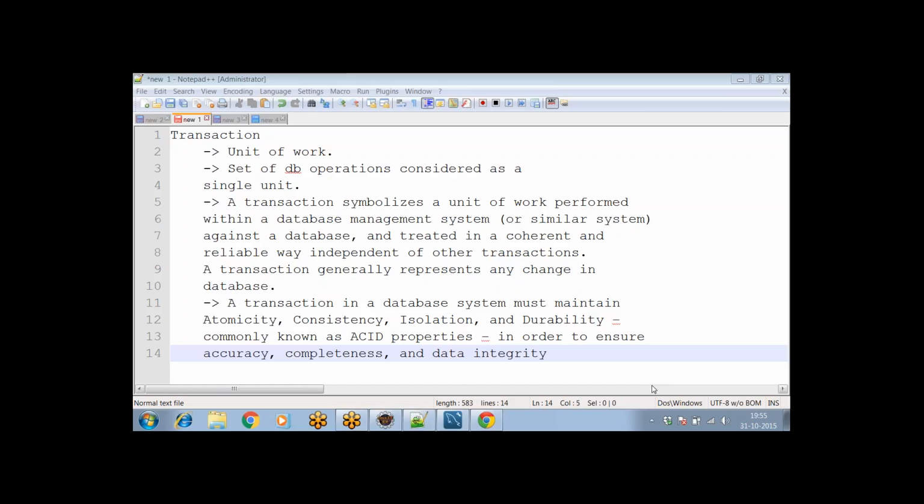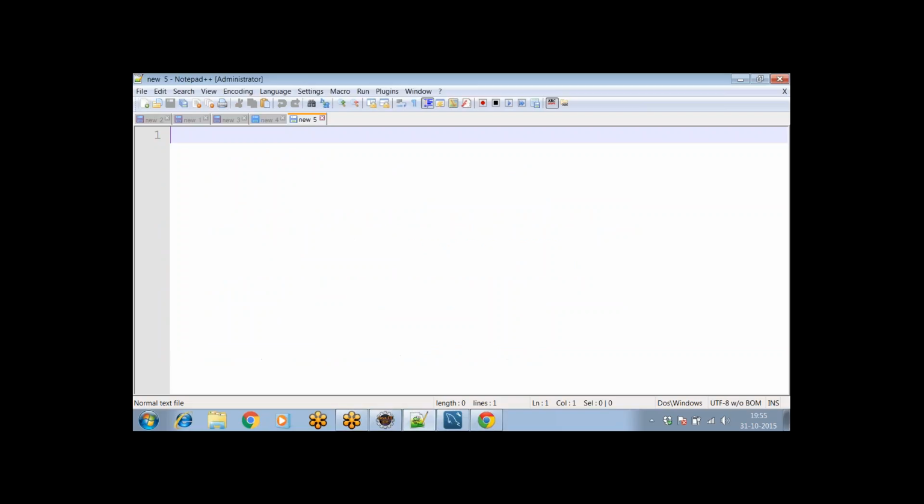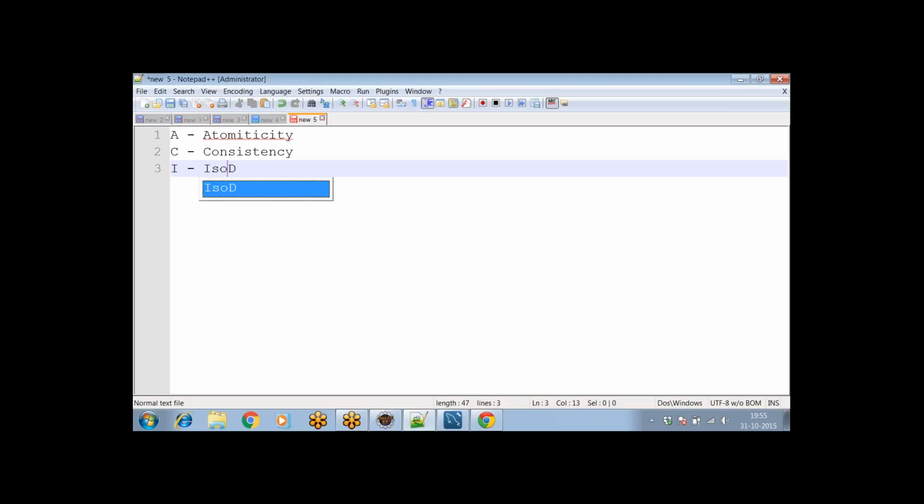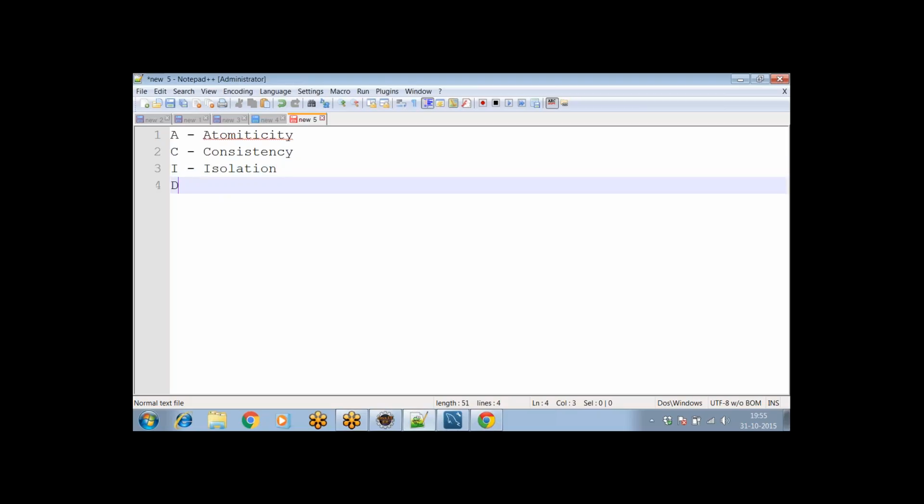So a transaction should basically maintain these properties. It should possess these properties. So we say they're ACID properties. The full form of ACID is atomicity, consistency, isolation, and durability.